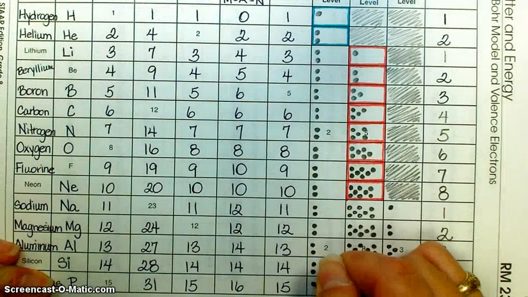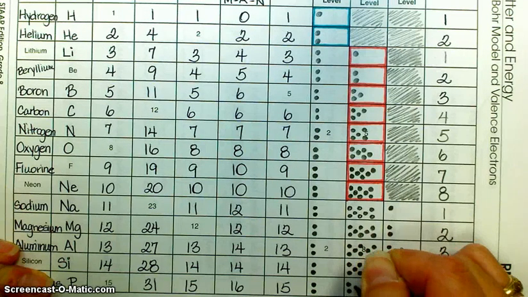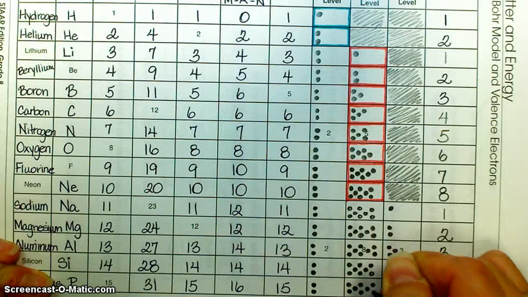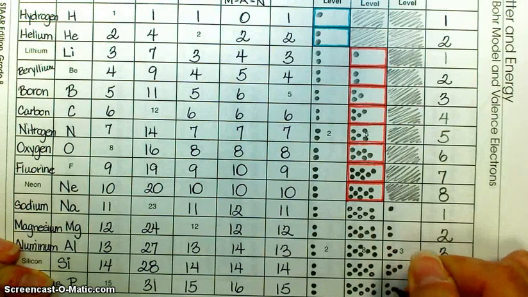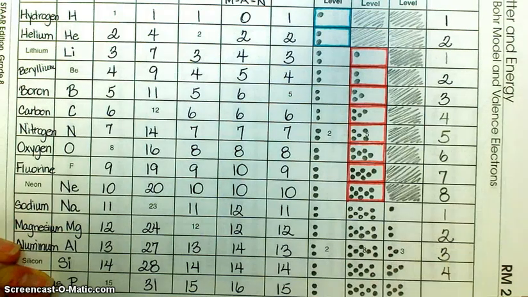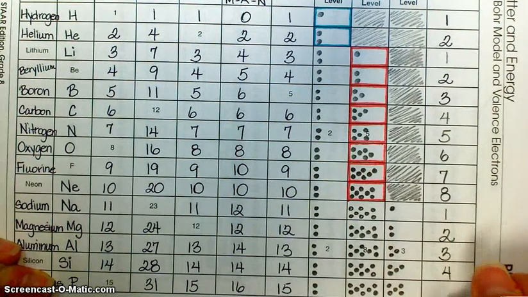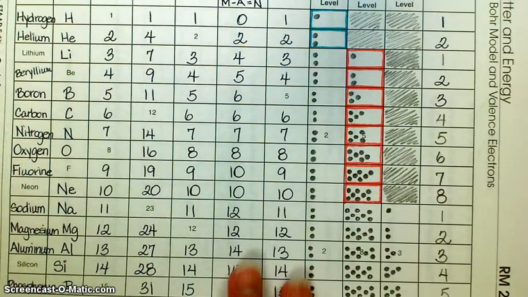Then we have phosphorus. 2 electrons in the first energy level, 8 electrons in the second energy level, and then the last 5 are in the third energy level. That's the last energy level that we need to use. And so there are 5 valence electrons. Okay.